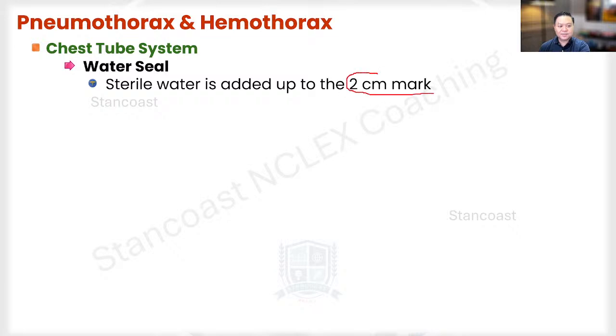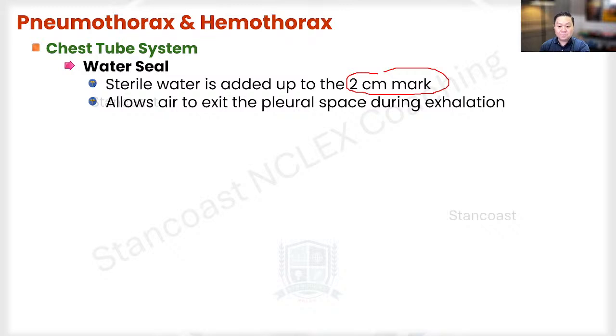Don't forget. Water seal. So what is the function really of the water seal? This is going to allow the air to escape from the pleural space. So when the patient breathes in and out, the water seal will allow the air to escape from the intrapleural space, and it will also prevent the atmospheric air from entering into the chest. Okay? It will prevent the atmospheric air from getting inside the patient's pleura. All right? That's the mechanism of the water seal.